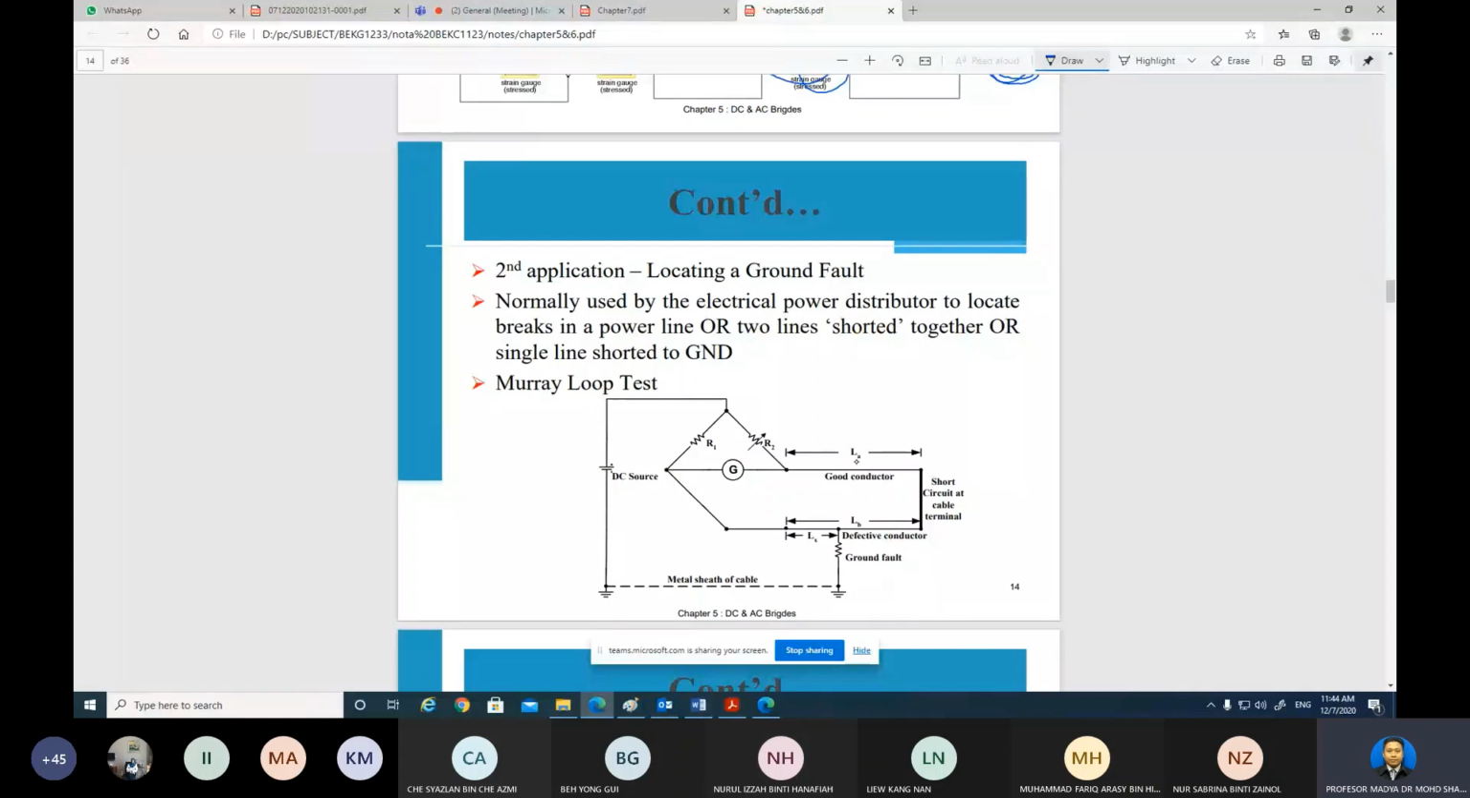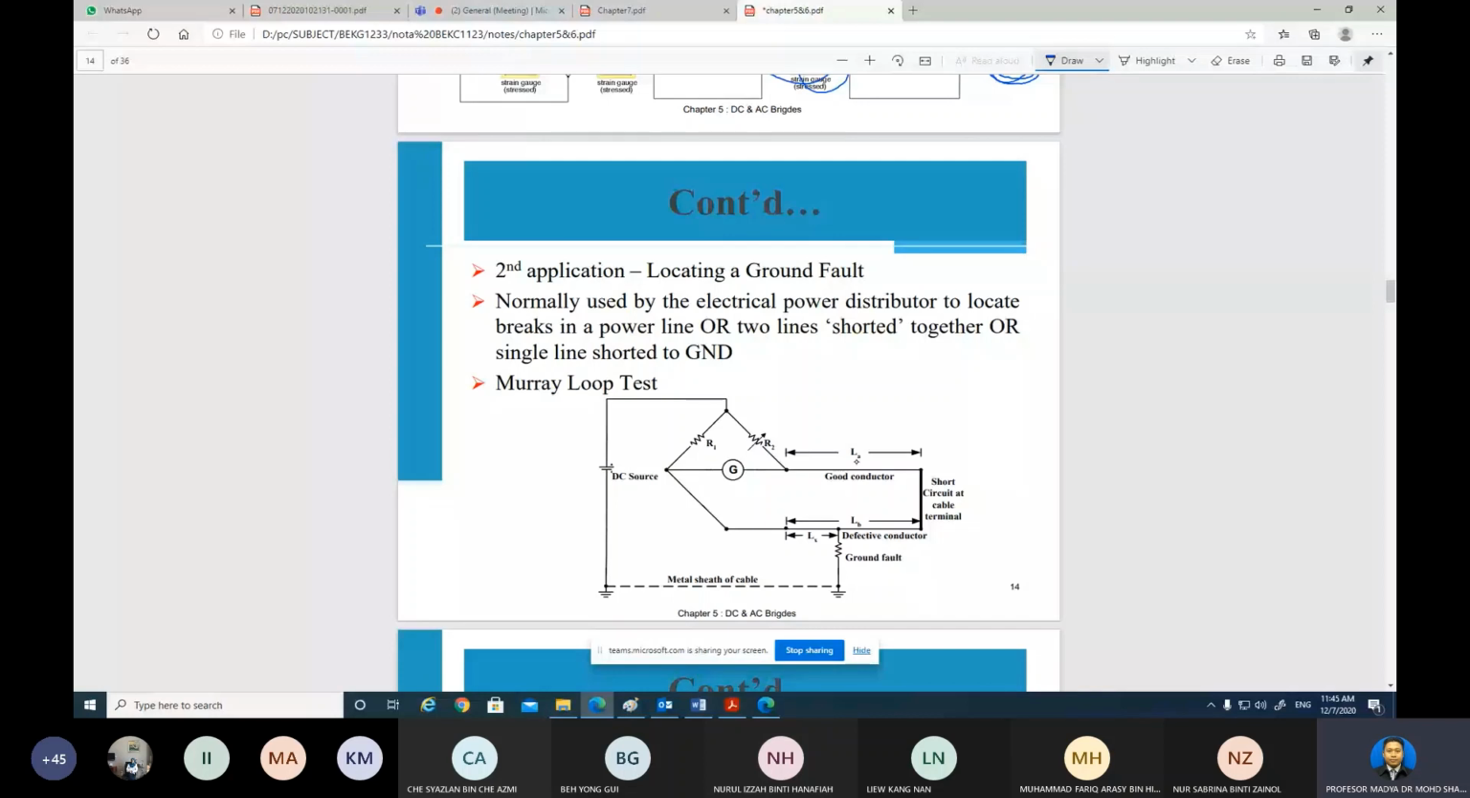Normally this is used by electrical power distributors to locate a break in the power line, two lines shorted together, or a single line shorted to the ground. This is called the Murray loop test, similar to our Wheatstone bridge. LA is the good conductor, and LB is the defective conductor. LX is what we have to measure, the length of LX, to locate where to put the ground here.